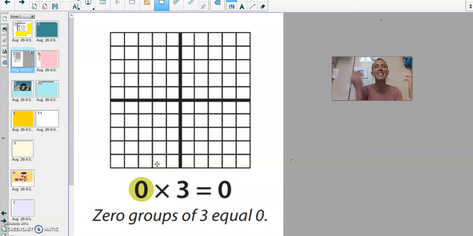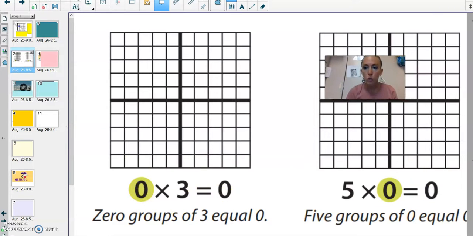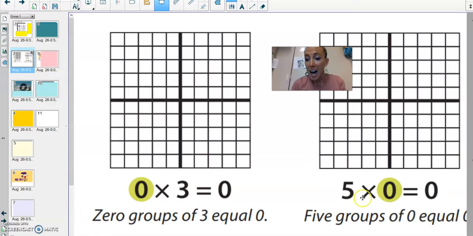Because it's zilch, it's 0. And what if it's flipped around over here? 5 times 0, well, that's 5 groups of 0. That's 5 people with no money. So if they all put their money together, they have nothing. So 0 is awesome, okay?